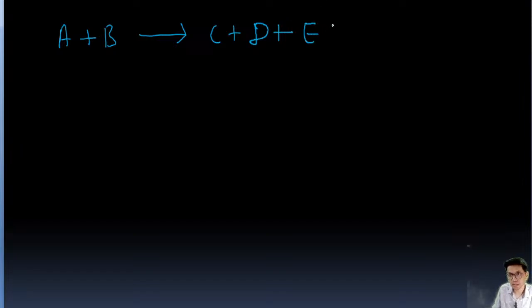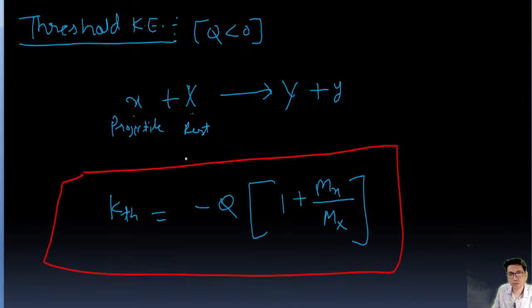Next is, if there are more than two projectiles, then what is going to happen? So there is A plus B equal to C plus D, C plus D plus E, and so on. So there are more than two projectiles. This is the case when there is only one projectile.